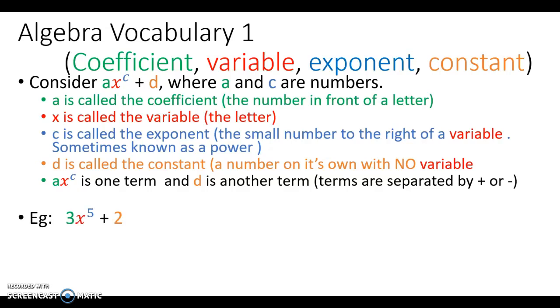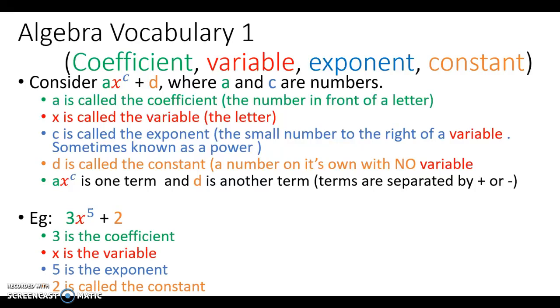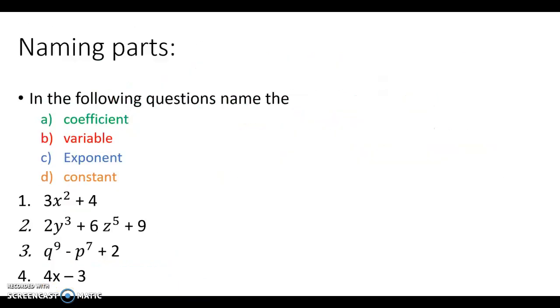So if I had, for example, 3x^5 + 2, then 3 is the coefficient, x is the variable, 5 is the exponent, and 2 is called the constant, because 3 is the number in front of the variable, x is obviously the letter in there, 5 is the exponent, and 2 is just a number on its own. Let's see how you can do.